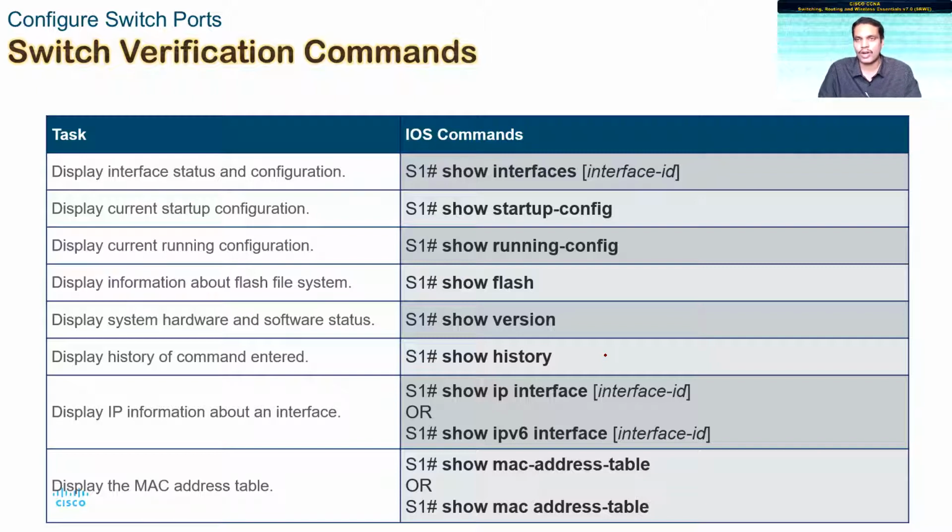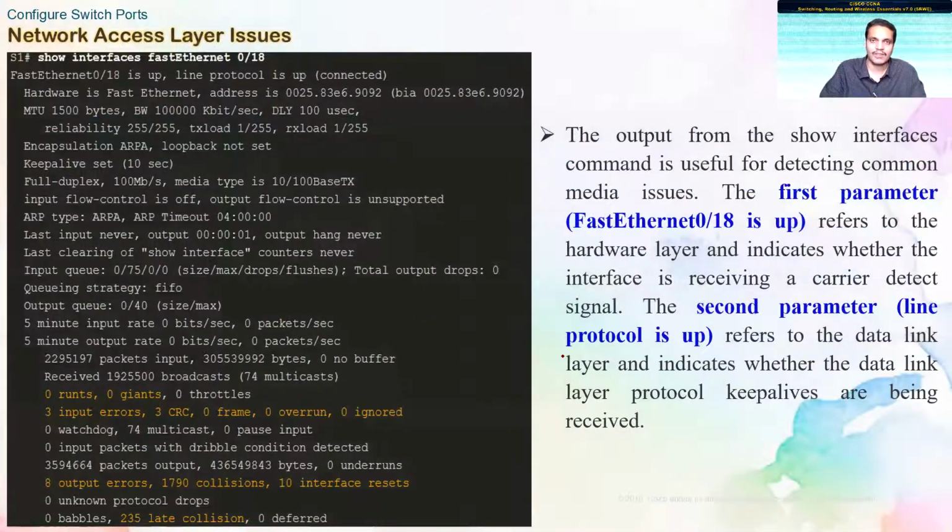Show IP interface or IPv6 interface, you can type in brief also, which displays the IP information about one particular interface. And you can also type in show MAC address table, which displays your MAC address table. Okay, these are the different show commands that we used earlier itself. If I just type in at the switch show interfaces FastEthernet 0/18, I'm just taking it as an example.